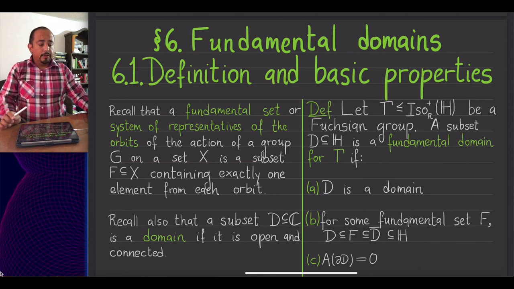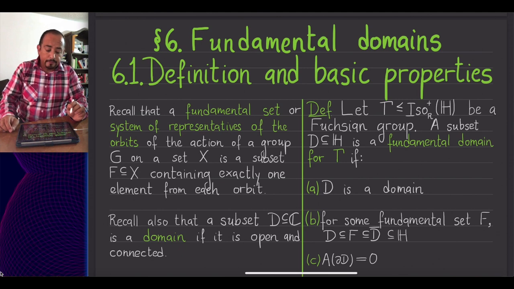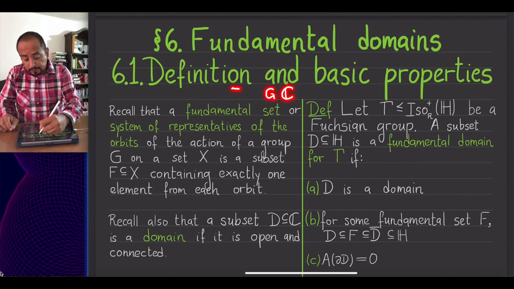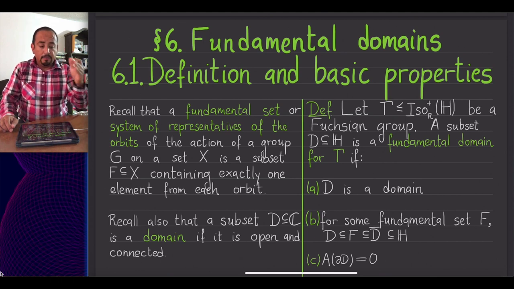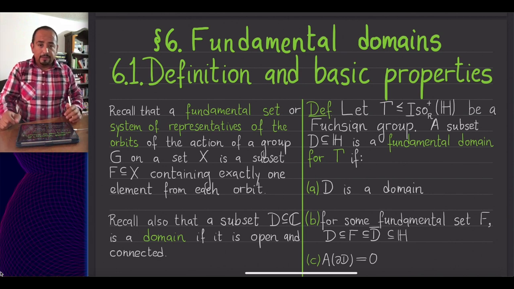We're going to start speaking about fundamental domains for Fuchsian groups. Think about the complex plane C and the action of Z plus Z on C by integral translations, so that a vector with integer coordinates a, b acts on C by translating everything by that vector.